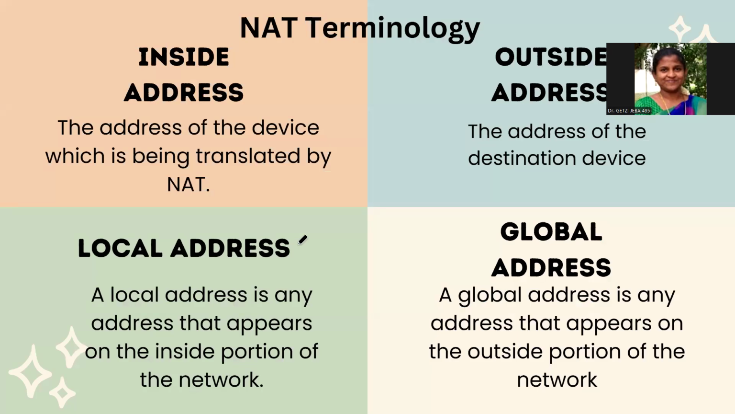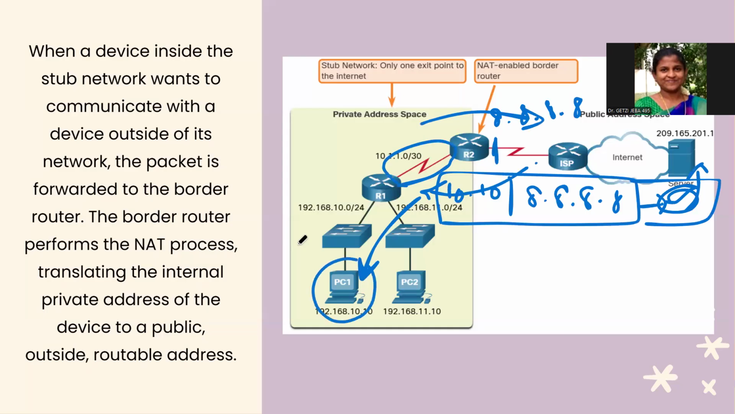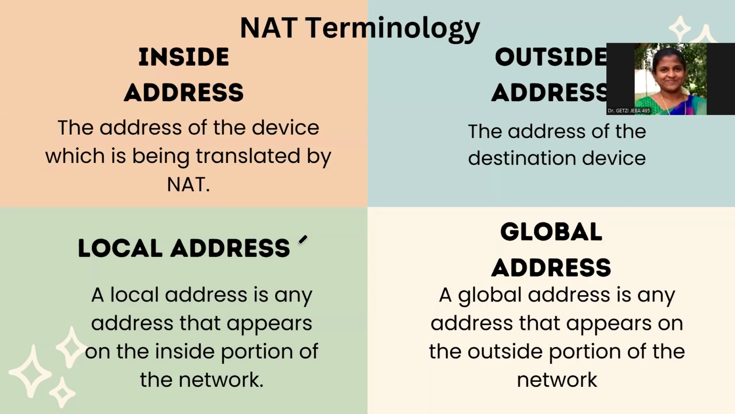There are a few terminologies we have to be very familiar with when we use a NAT. Number one is the inside address. What is an inside address? The address of the device which is being translated by the NAT. Here, 192.168.10.10 is the inside address. And there is also something called the local address. The local address is any address that appears on the inside portion of the network. Similarly, the outside address is the address of the destination device. So the destination device is whom are we communicating with?